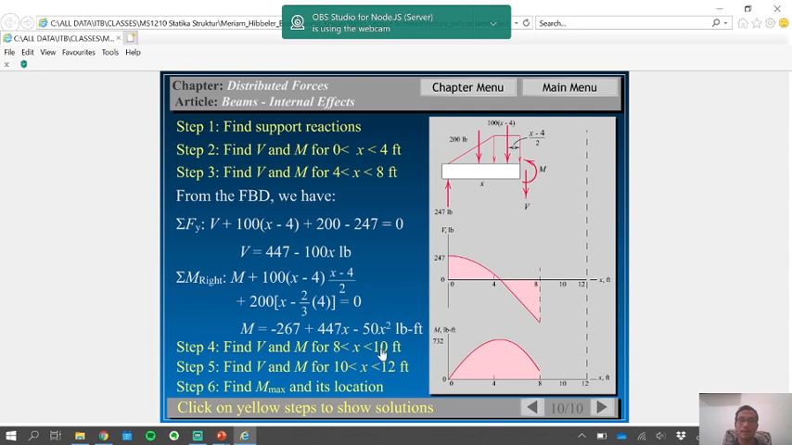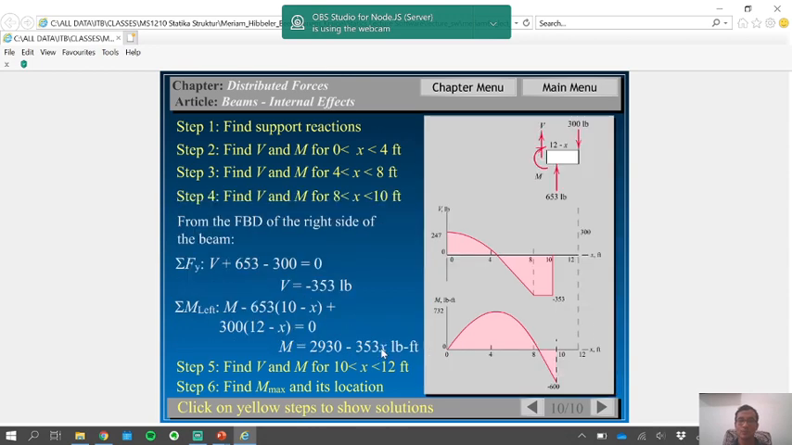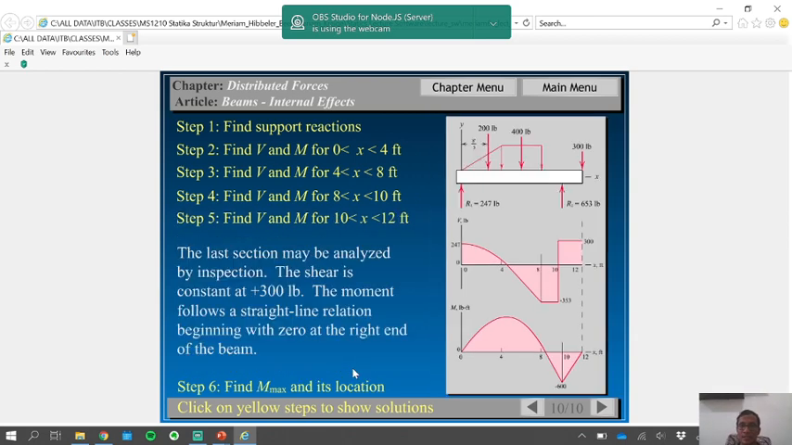The same thing, you're supposed to do that as well for the third cut and fourth cut. But in order to make it easier, the third cut, we can analyze it from the right instead of from the left. The same for the fourth cut. We can analyze it from the right instead of from the left. And at the end, what you will get is this kind of distribution.